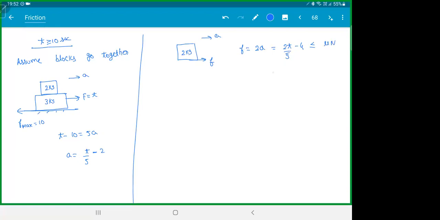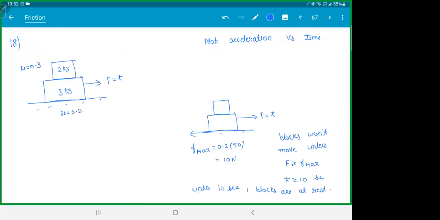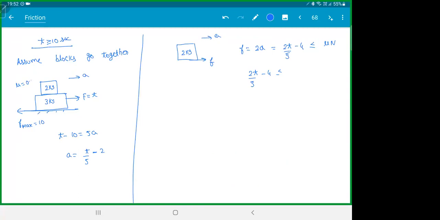That is mu into N. So 2T by 5 minus 4 is less than or equal to mu into N, and this mu is 0.3. 0.3 into N is 20 between them. So be careful, we are talking about different N's. When I talk about this surface, N is 20, this surface, N is 50, the lower surface. So 2T by 5 is less than or equal to 6 plus 4, 10.